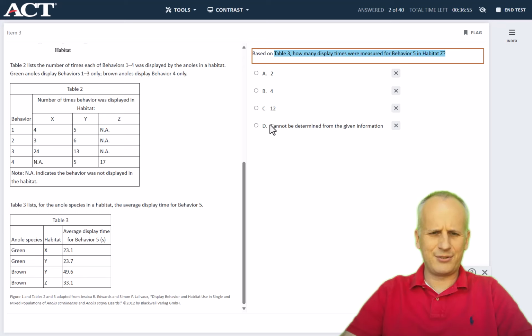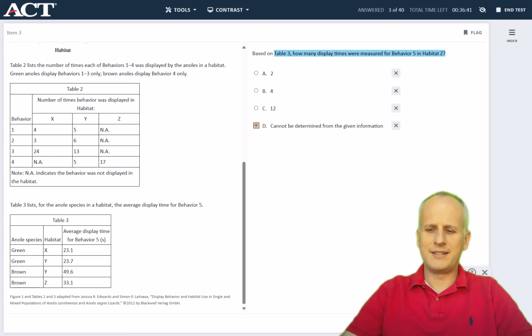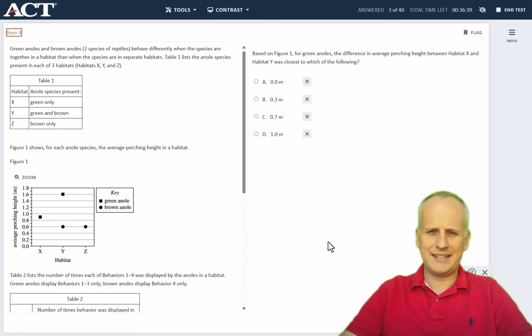So none of these answer choices match the average, and it's true, I cannot determine what the number of display times was in habitat Z for a couple of reasons. One of which is we don't even have the same number of the two different types of anole species. So we can select that as our correct answer and move on to the next one.